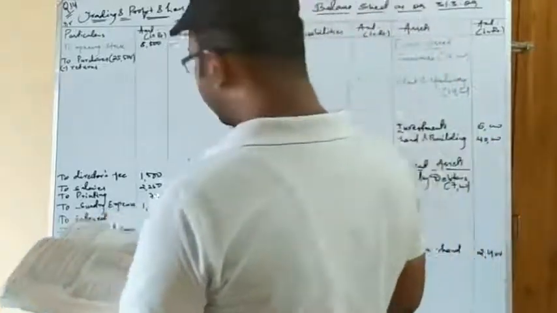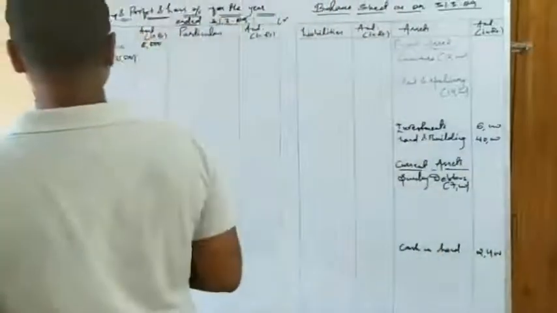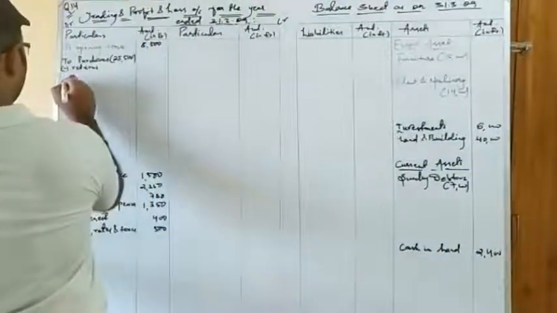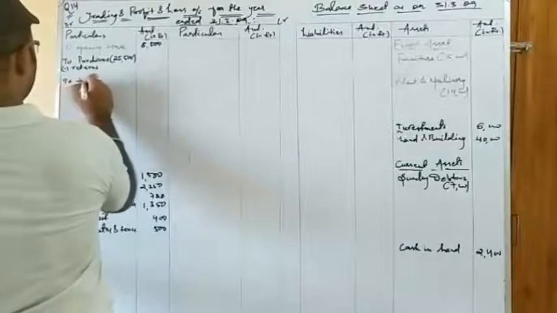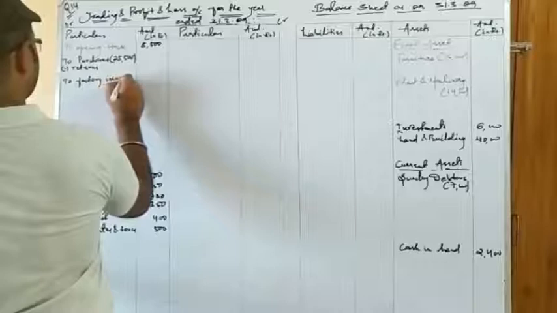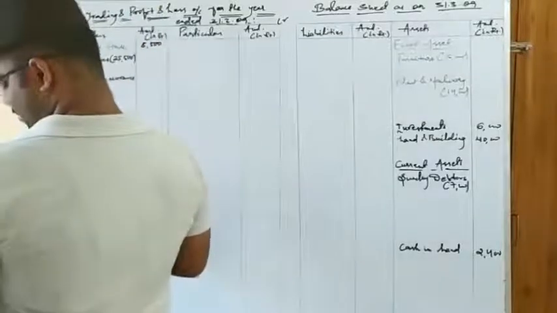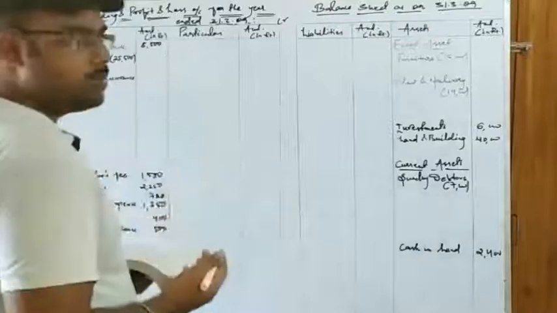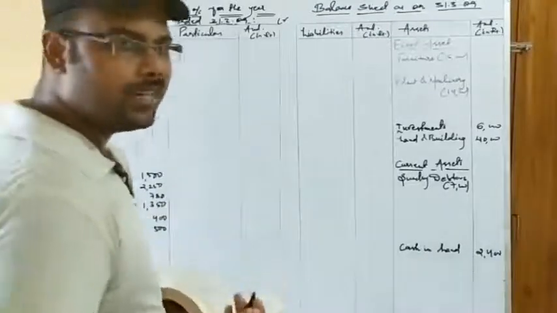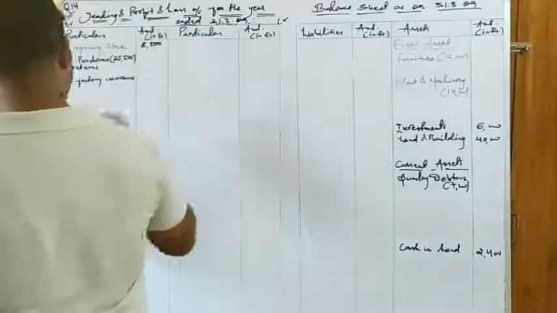Next, factory insurance. As the name says factory, that means it is a direct expense. So it will be taken to the debit side of profit and loss account. Okay, so I am writing over here factory insurance. Excuse or forgive my handwriting, because with the marker it sometimes becomes a little bit difficult to write. Okay, so factory insurance is 1,070.